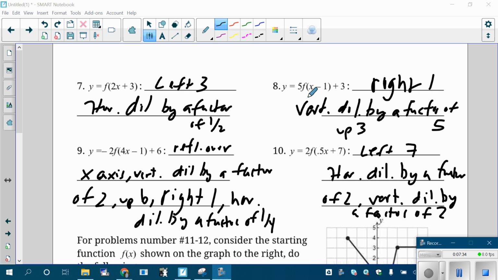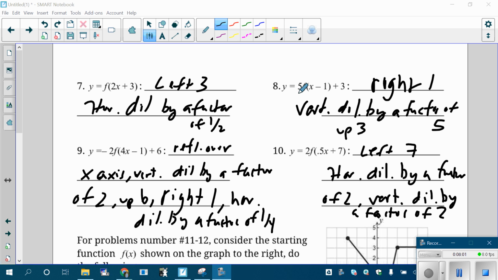For this one, I've just had 1 horizontal transformation, a -1 on the inside. I moved right 1. Because there's only 1 horizontal transformation, there's nothing with orders with that. I can do that whenever I want. The only time you have to worry about the order is when there's more than 1 horizontal or more than 1 vertical. Because the verticals mess with each other and the horizontals mess with each other. But verticals and horizontals don't interact.